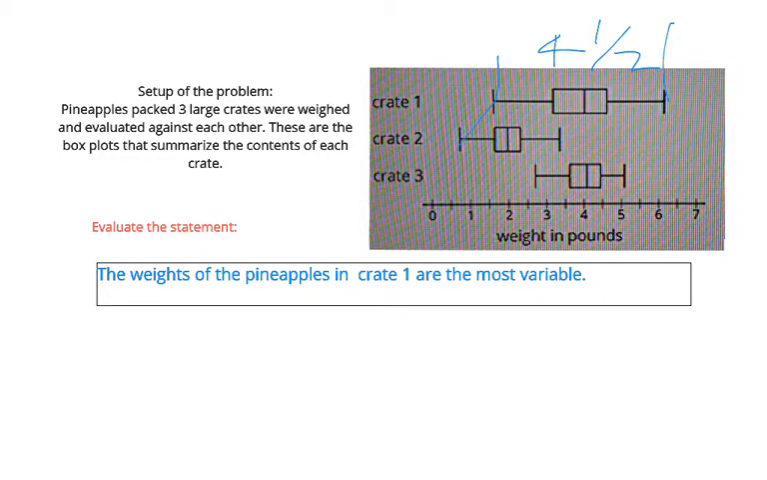In crate 2, we go from 1/2 pound to 3.5 pounds. So that's a 3 pound spread. And in crate 3, we go from about 2.5 pounds to about 5 pounds. So that's only a 2.5 pound spread. So within each of these sets, crate 1 has the highest spread between the lowest value and the highest value. So this statement is correct.